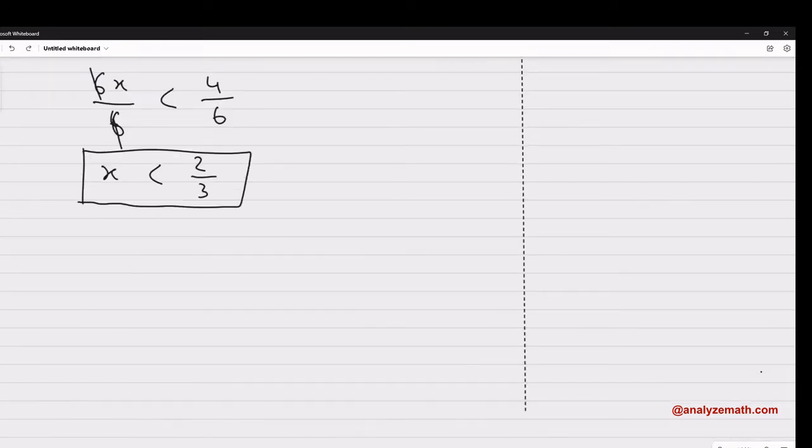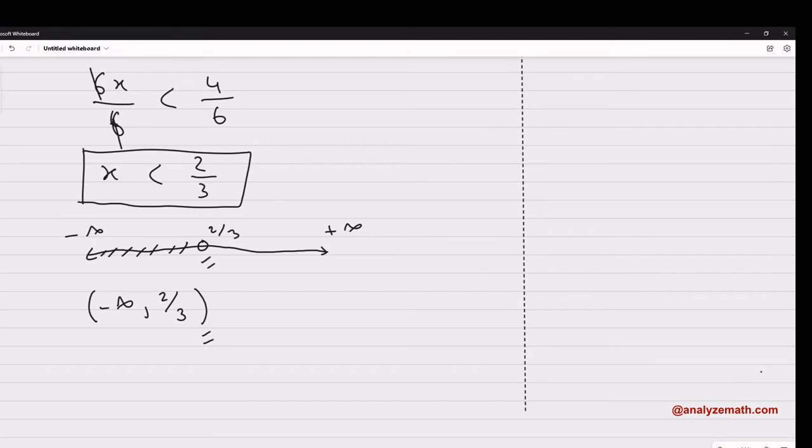We now present the solution graphically on a number line. So a number line extends from minus infinity to plus infinity. Somewhere here we have 2 over 3, and then we take the values that are less than. In interval form, we write the interval negative infinity to 2 over 3, and it's an open interval here, open circle here. Why? Because it's strictly less than.